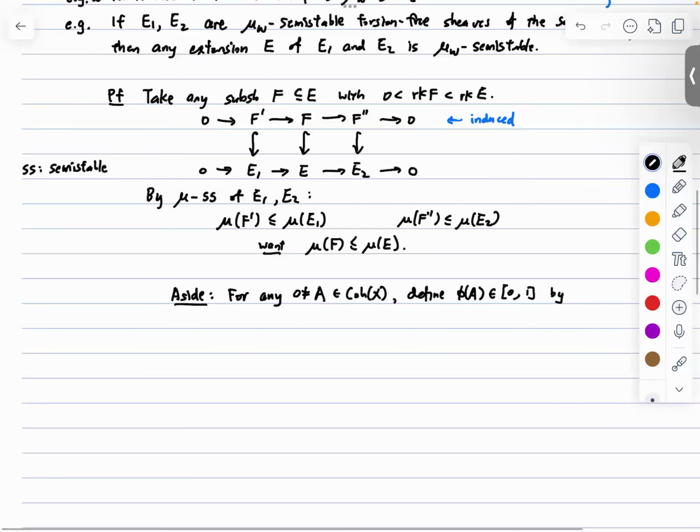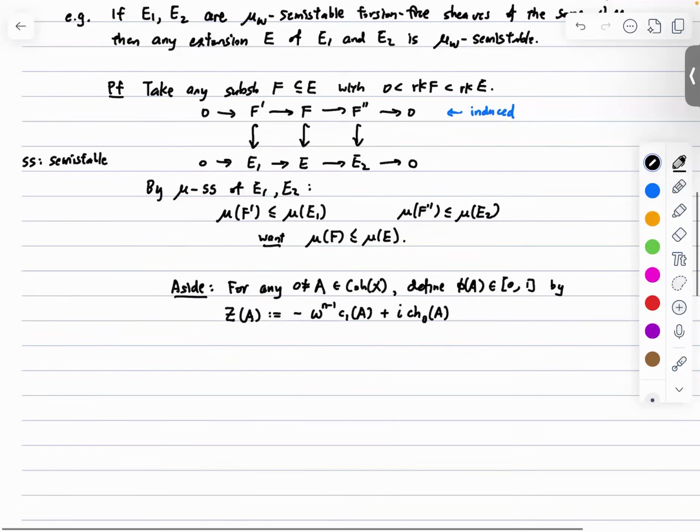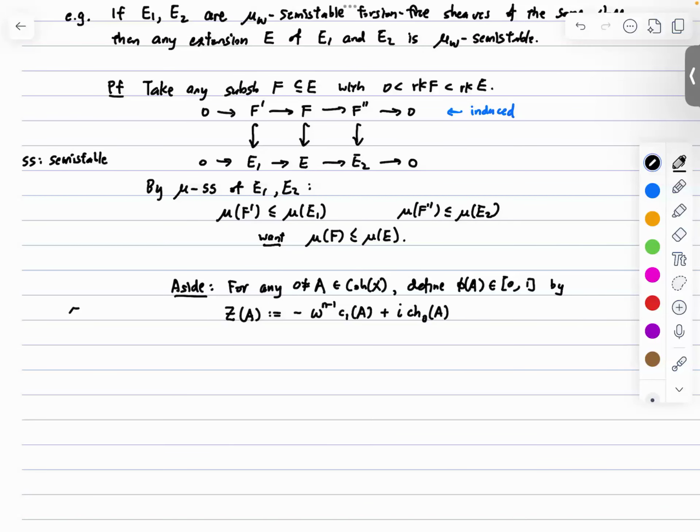So how do I get this number phi? Well, I first consider this complex number Z of A, which I'll define as follows: I calculate the degree of this coherent sheaf, take its negative, and let it be the real part of my complex number. For the imaginary part, I'll just use the rank of this coherent sheaf. Then I can look at where this complex number is on the complex plane.